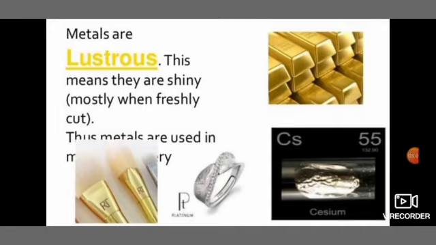Now we are going to see what are the physical properties of metals and non-metals in detail. First of all, we can deal with physical properties of metals. First point, metals are lustrous in appearance. Do you know what the word lustrous means? Shining in appearance. It is very much shining in appearance.